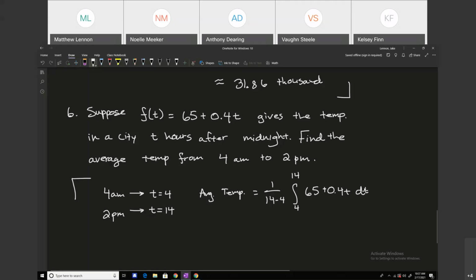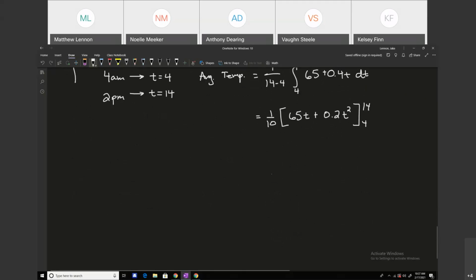And then this just becomes a basic polynomial integration. So we have 1/10 times 65t plus 0.4t squared over 2. So 0.4 divided by 2 is just 0.2. So 0.2t squared from 4 to 14.